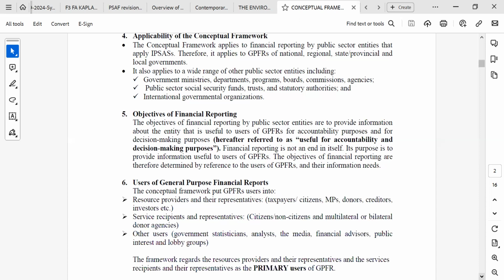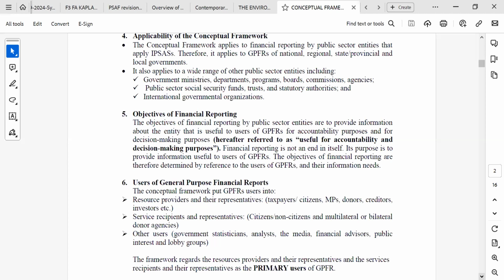Providers and their representatives. If you talk about resource providers in the private sector, they are the owners of the company. Or maybe we have the NGOs that normally donate to entities. Any entity that gives a resource to a particular institution to operate, we say that person is a resource provider. But in the public sector, who are the resource providers? We, the citizens or the taxpayers, because it is our tax money that they are using to finance the operations of the public sector entities.